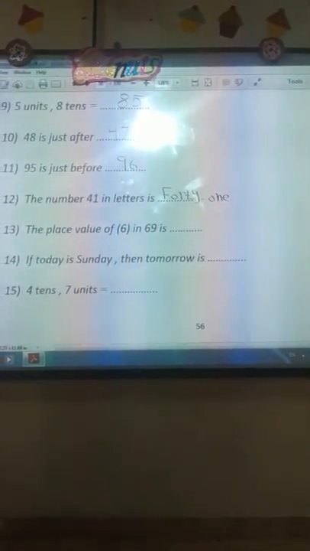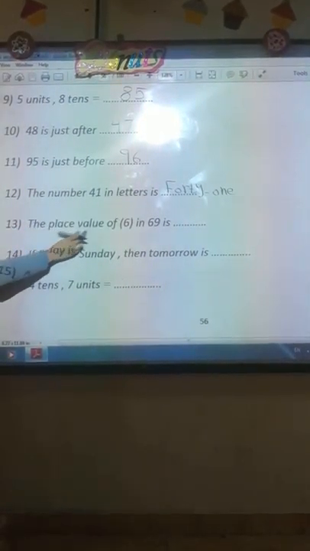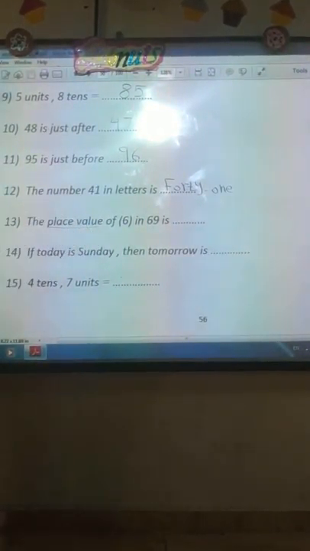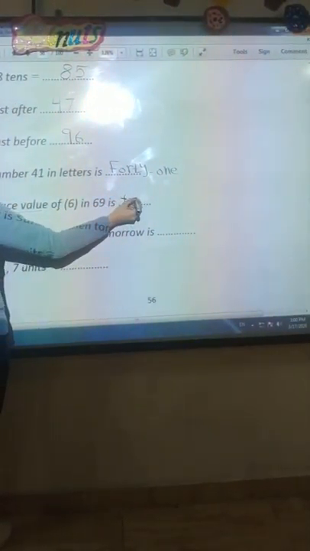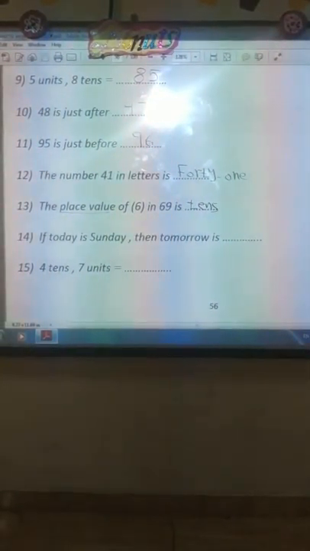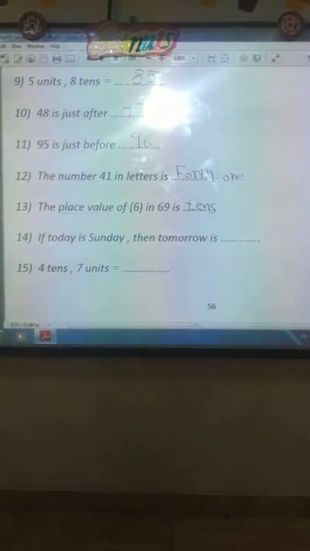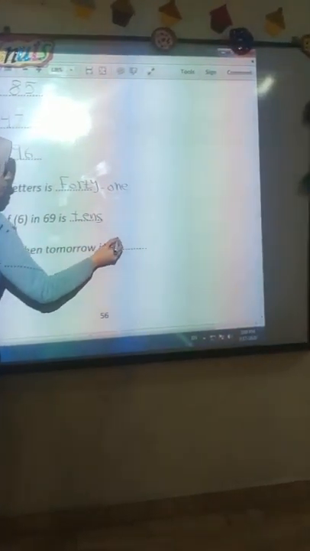The value of 6 in 69 is the place value. The place value. The place value of 6 is 10. If today is Sunday, then tomorrow is? Tomorrow, after Sunday, Monday.